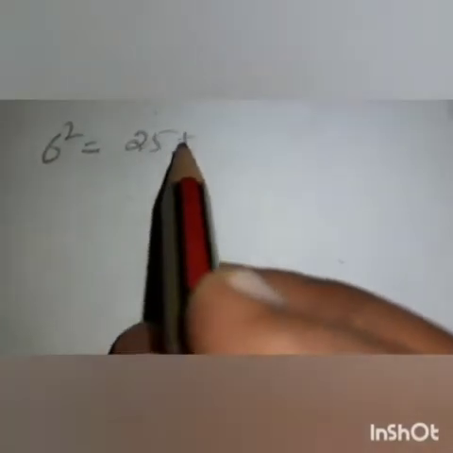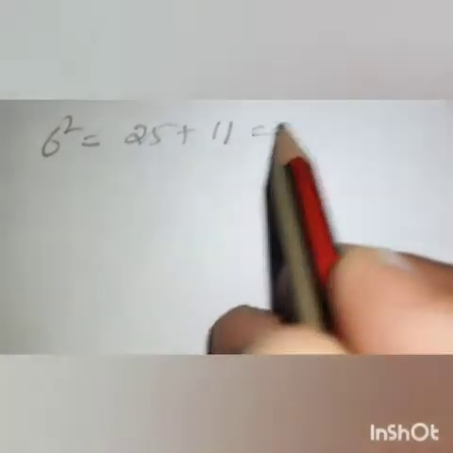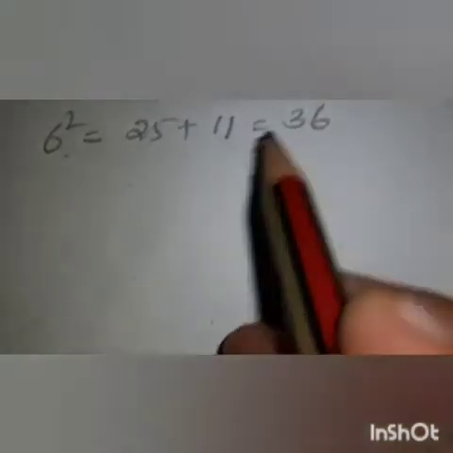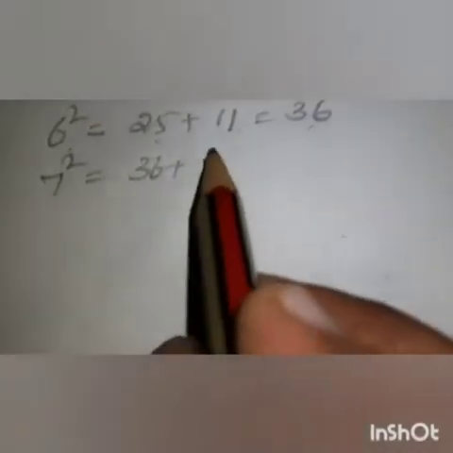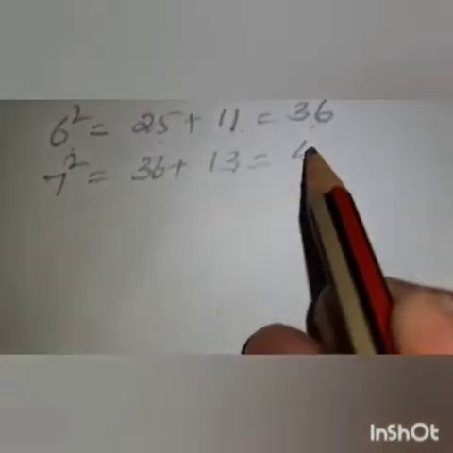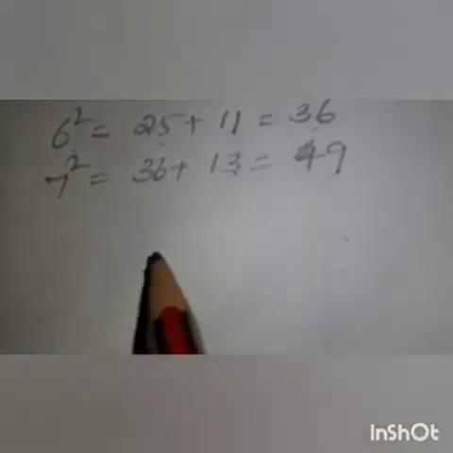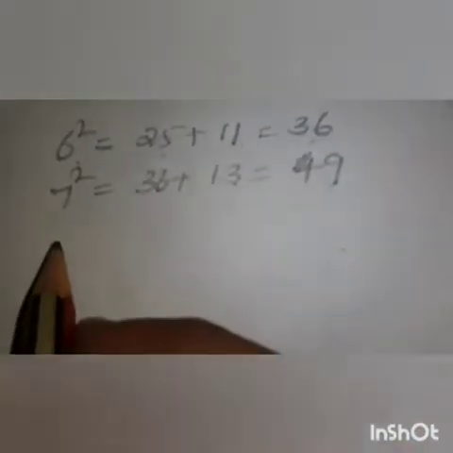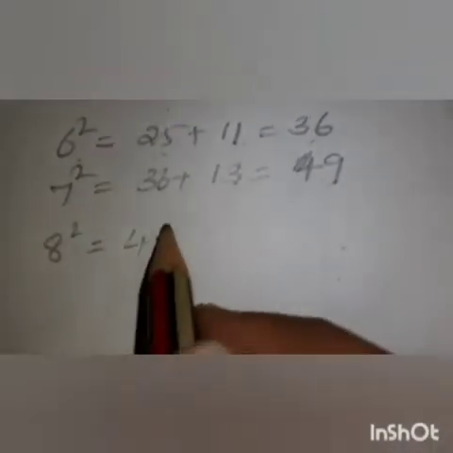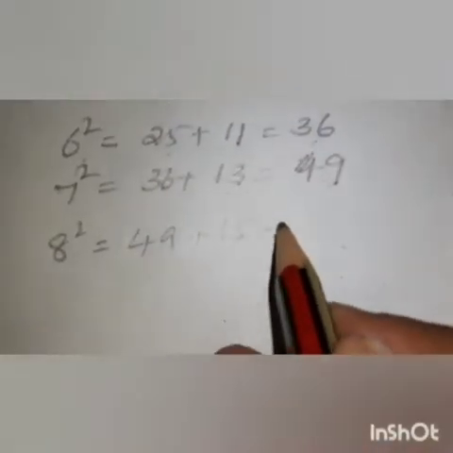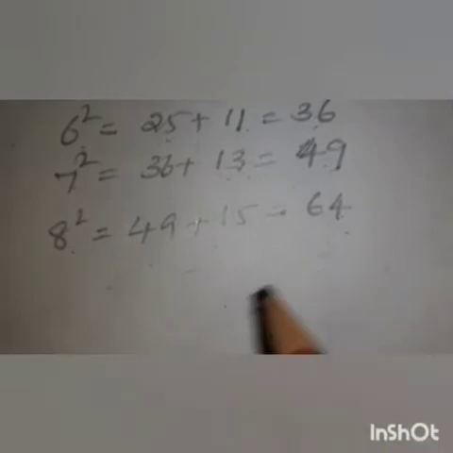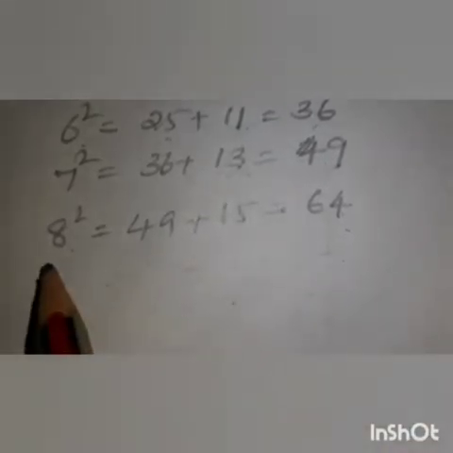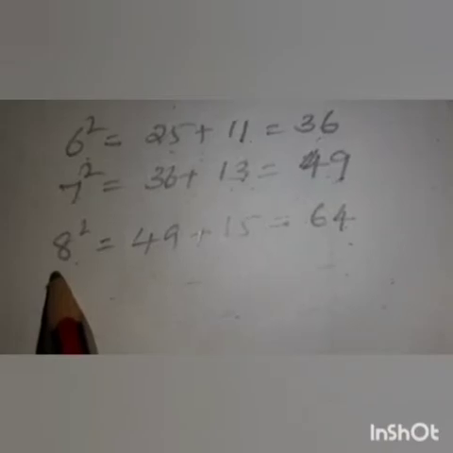Next one, 6 square is equal to 25 plus the next odd number 11. So you are getting 36. 6 square is 36. Next is 7 square. 36 plus next odd number 13. You are getting 49. So 7 square is 49. Next 8 square. 49 plus next odd number 15. You are getting 64. 8 square is 64. Like this, you have to fill up to 20. Find out the square of 20 numbers.